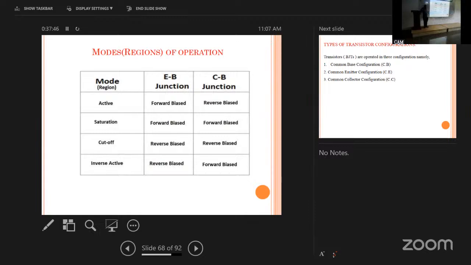Saturation region. Saturation means the transistor is tending toward breakdown, tending to damage. At what position? If the emitter-base junction and collector-base junction are both connected in forward bias mode, then the transistor will act in the saturation region. Okay, next.